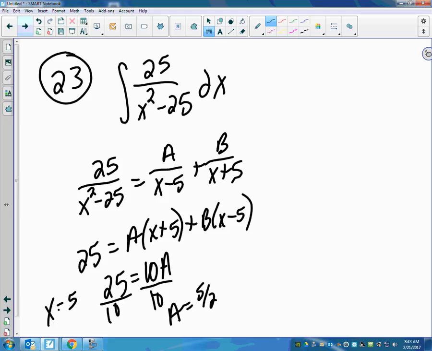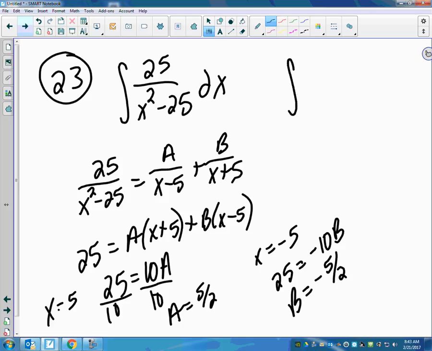Jarrett, you with me on that? And if x equals negative 5, then we're just going to get negative 10b, so we're just going to get b equals negative 5 halves. So I get the integral of 5 halves over x minus 5 plus negative 5 halves over x plus 5.